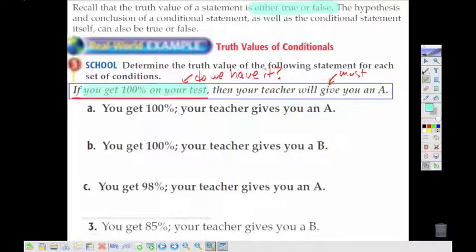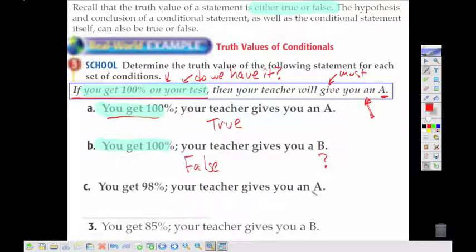So the first one, you get a 100. Notice that fulfills my hypothesis. Now if we compare that to my conclusion, your teacher gives you an A, then it matches exactly what should happen according to the statement. So this statement is supporting our conditional statement. In the second one, notice you get 100%. That also fulfills the original statement. Only in this one, your teacher gave you a B. That's a problem because the teacher was supposed to give you an A. That shows that the original sentence, which told us what was supposed to happen, isn't true because we had the hypothesis, and the conclusion did not follow.